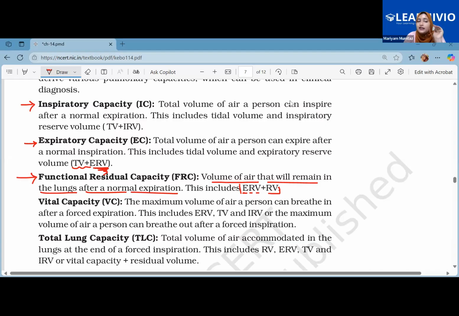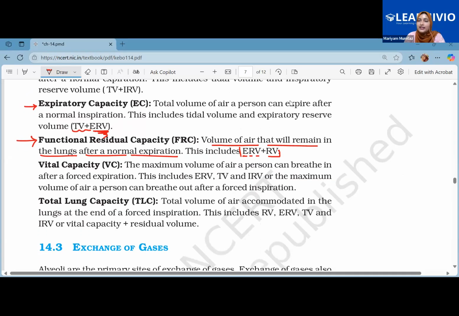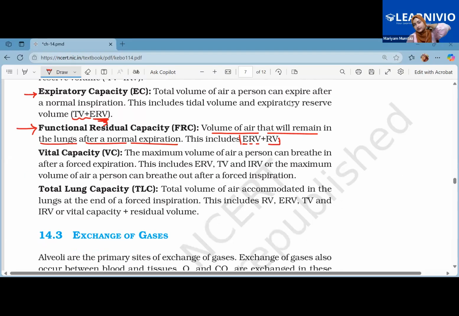When you're breathing in forcefully, that is the inspiratory reserve volume. And here, after normally breathing out, how much amount will be left? That will be ERV plus RV. Residual volume is going to be there anyway, but along with that, there will be the expiratory reserve volume. Clear? Yeah, ma'am, okay.